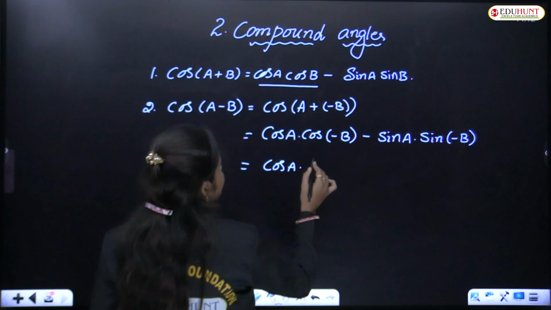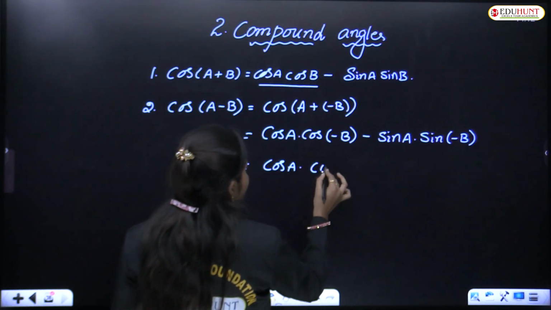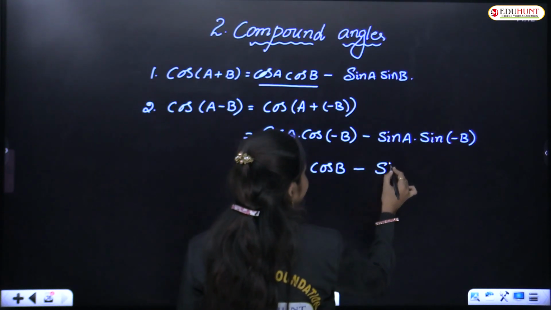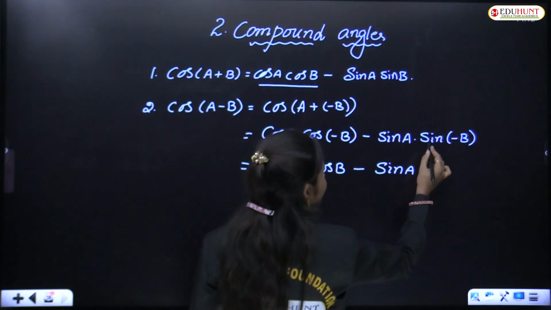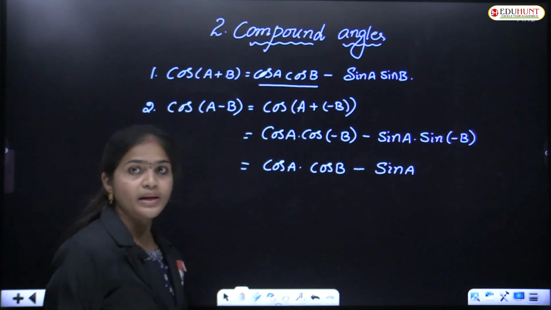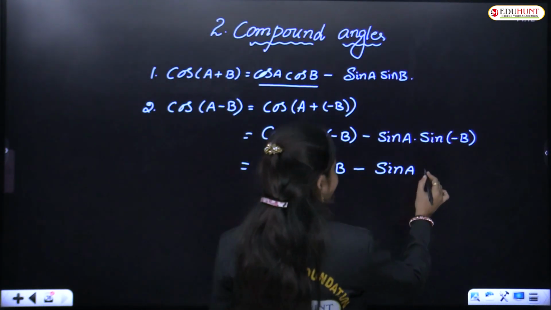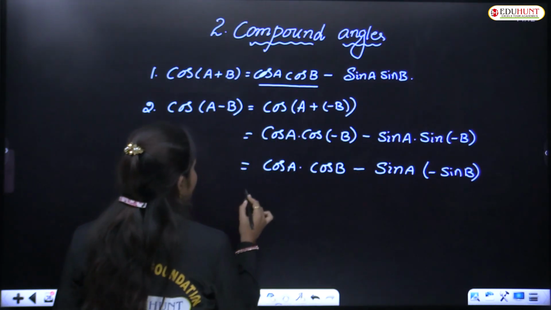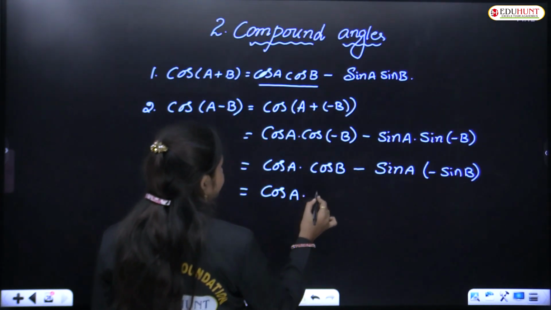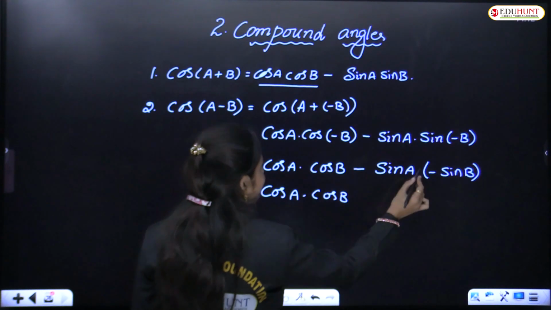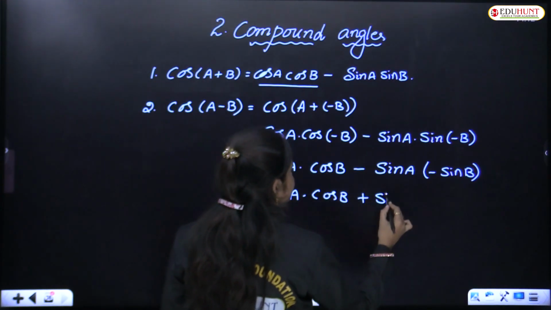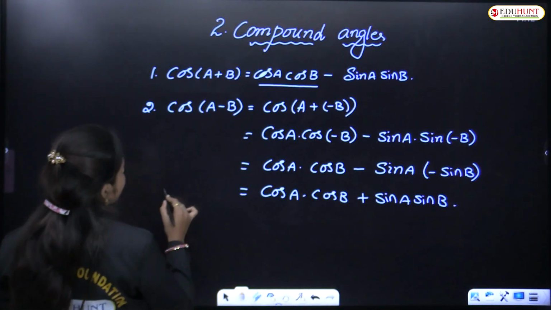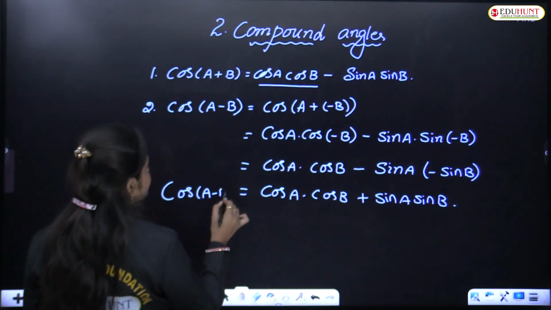So here cos a cos of minus b, that is equal to cos b, minus here sin a, and here sin of a negative angle. Sin of a negative angle is always minus sin. So minus sin b. Okay. So here cos a cos b, and here minus into minus is plus sin a sin b. Okay, completed. So this is the formula for cos of a minus b.